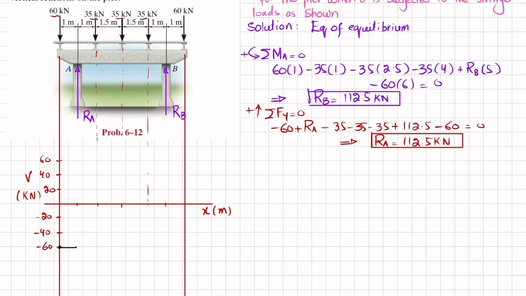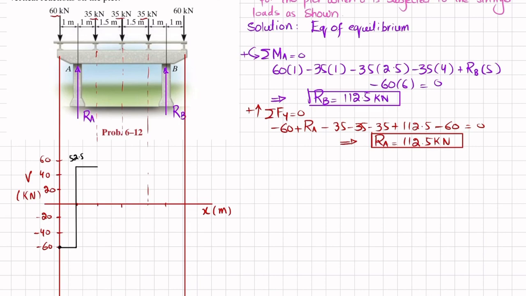Clear? Now you can see here RA, which is upward, and RA is plus 112.5. So minus 60 plus 112.5 will bring it to 52.5. So here the shear force will change to 52.5. So let's say 52.5 is this point. So the shear force will change to this. This is 52.5 kilonewton. Now moving till this point, there is no other force, so it will remain the same till this point. Clear?